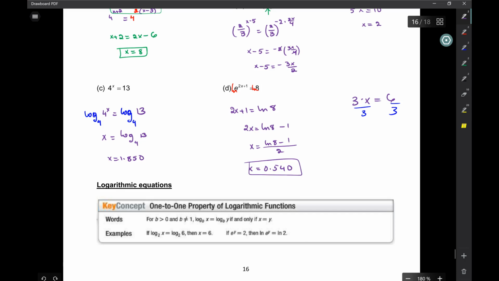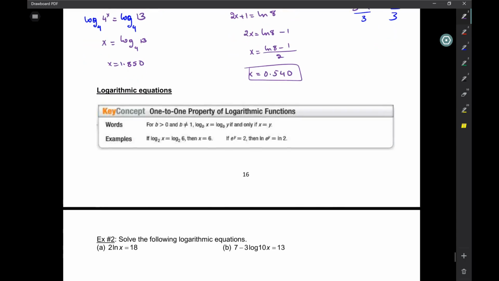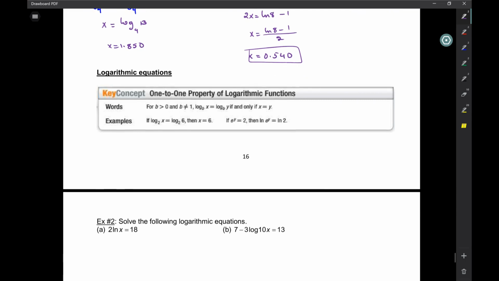This should, for the most part, be a review from Algebra 2. Okay? Now, what if you have a logarithmic equation? Same stuff applies. You still have the one-to-one property. So, if you have log base b of something equals log base b of something else, you just set the insides equal to each other.